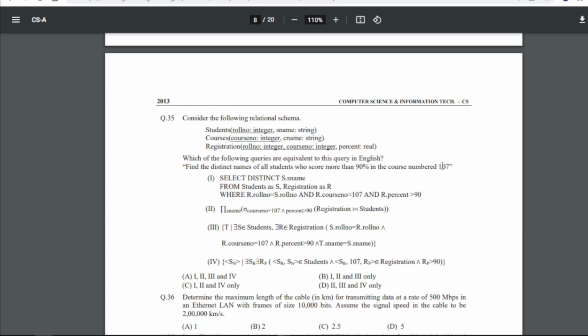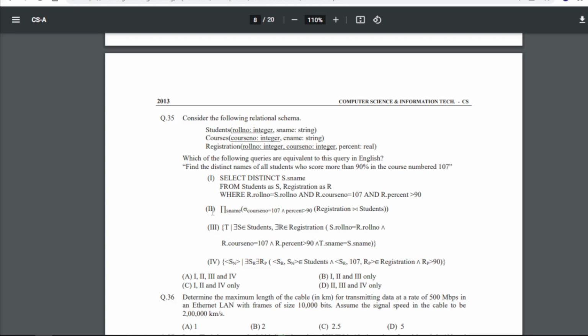So if you read all this query, let's start with the first, select distinct S.name. Okay, we want distinct name of all students. So S is from student, right, who scored more than 90% in the course number. It is also taking registration as R, right, because the course number, where R.roll number equals S.roll number. Okay, and R.course number equals 7, and R.percent is greater than 90, right? So this is also true for this particular case.